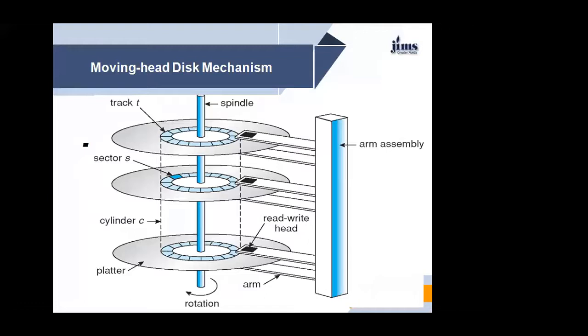So there are sectors and there are tracks. They are all on the spindle, and there will be the arm assembly. This is the moving head disk mechanism. All these are moving, and the read write head is reading or writing on each track, and in this way the disk is read with the help of the arm assembly.